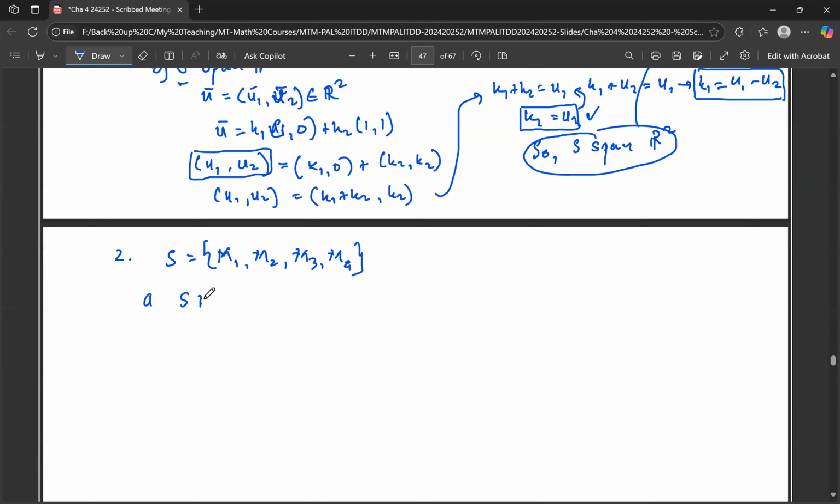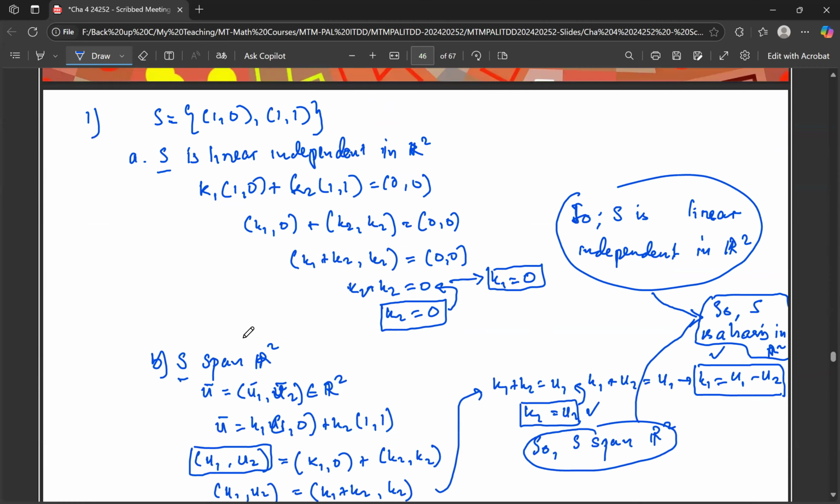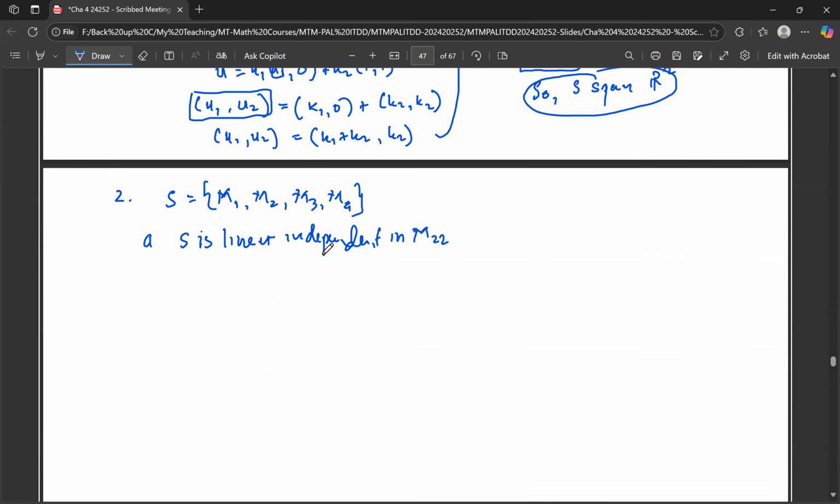S is linearly independent, even in M22. So we do it in a similar way.